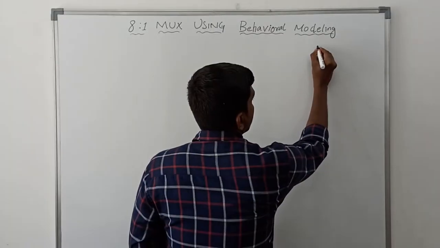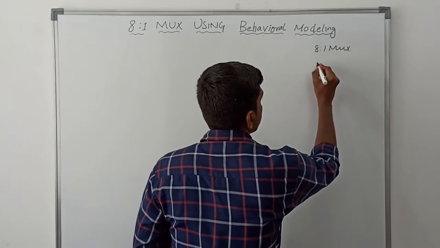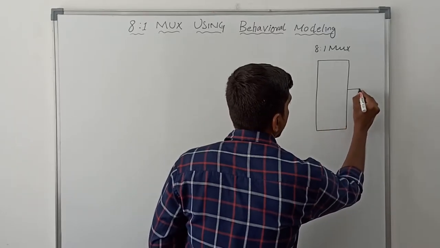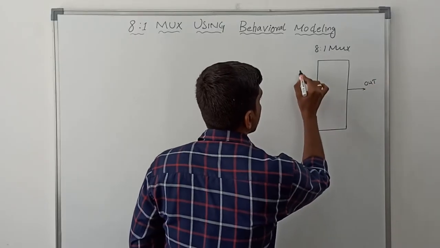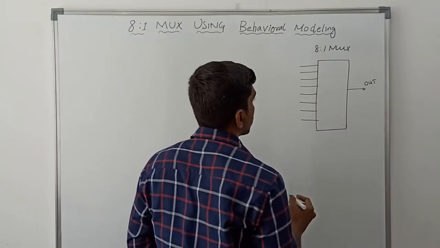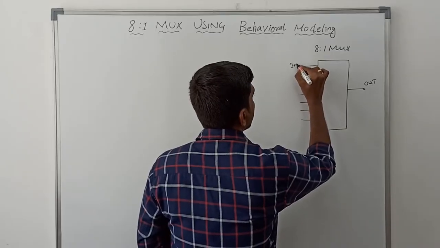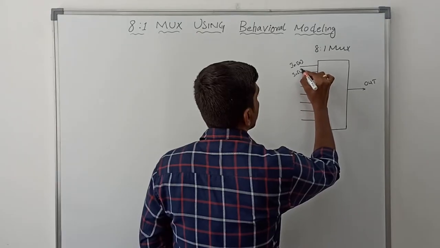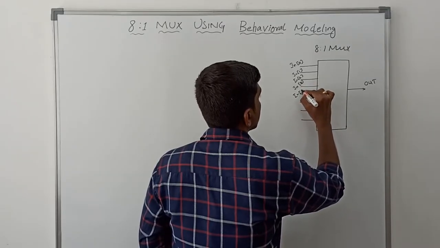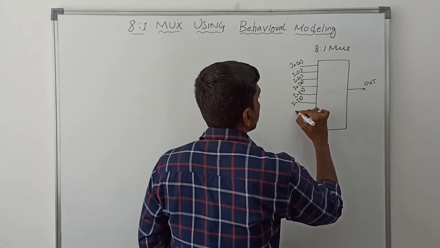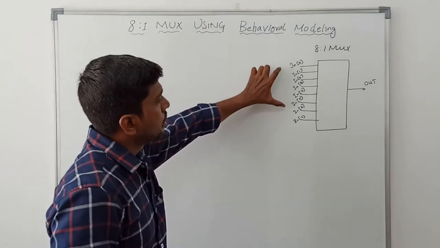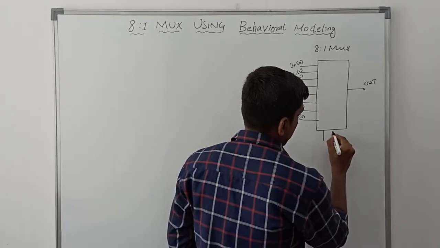First I will draw the 8 is to 1 mux block diagram. This is the simple block diagram. In this block diagram, the output representation is out. It has 8 input lines, namely called in of 0, input 1, input 2, input 3, input 4, input 5, input 6, input 7. It has 8 inputs and 3 selection lines.